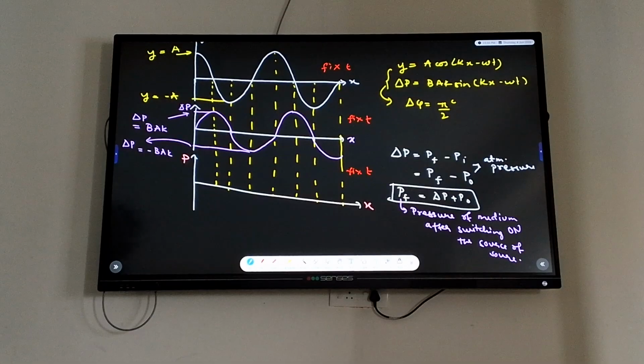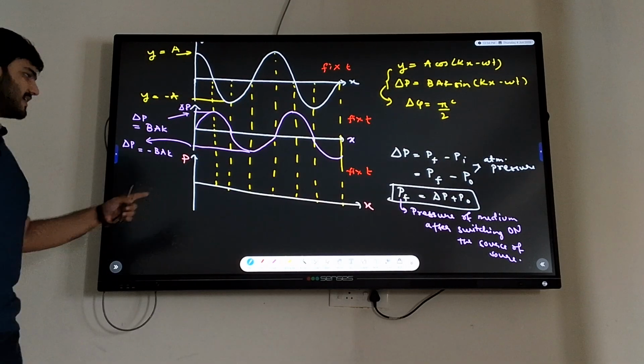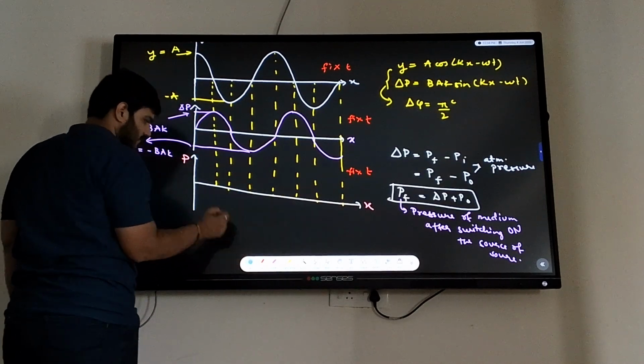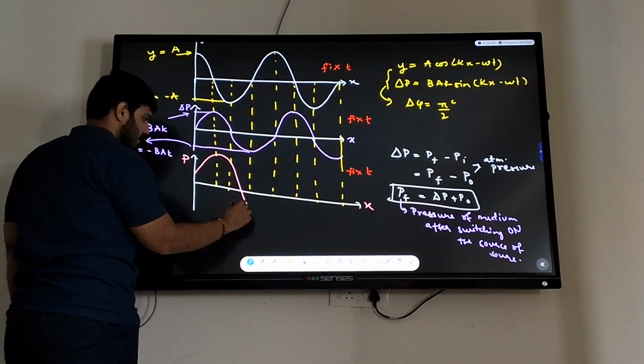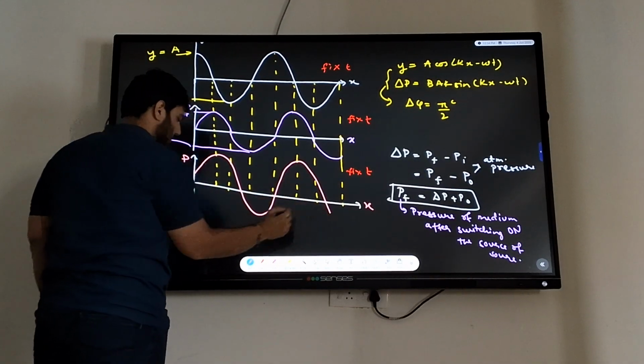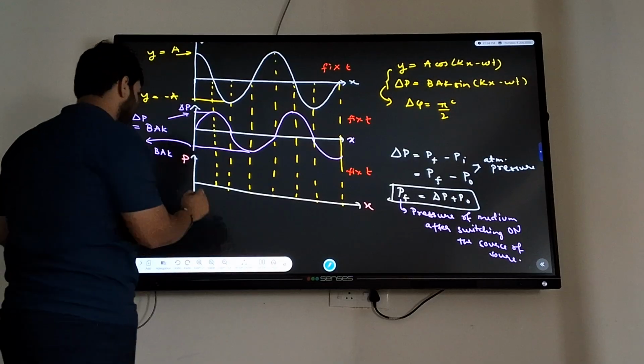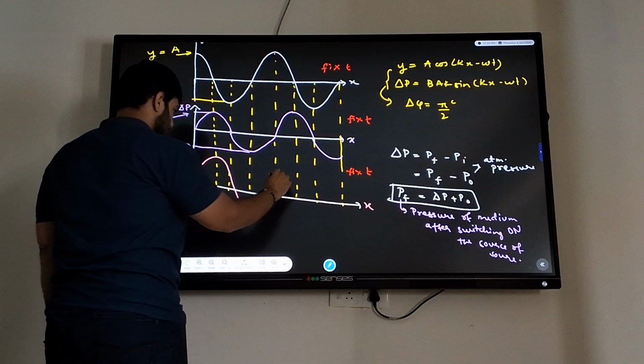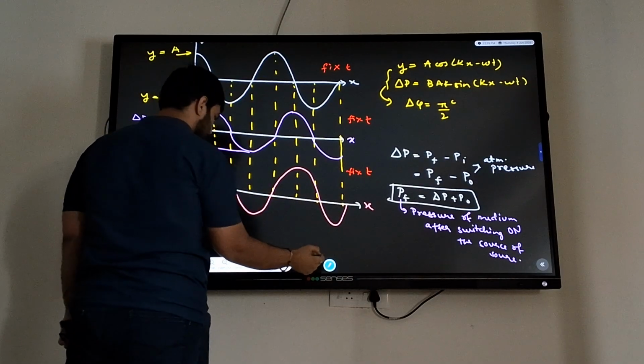Tell me, how will the graph look? You already have a delta P graph and now you are adding a constant to it. What will happen to the graph? Yes, it will get shifted, right? It will start from P naught. It will get shifted and I think the graph will just look like this. I am drawing it a bit messy, but something like this should be fine.